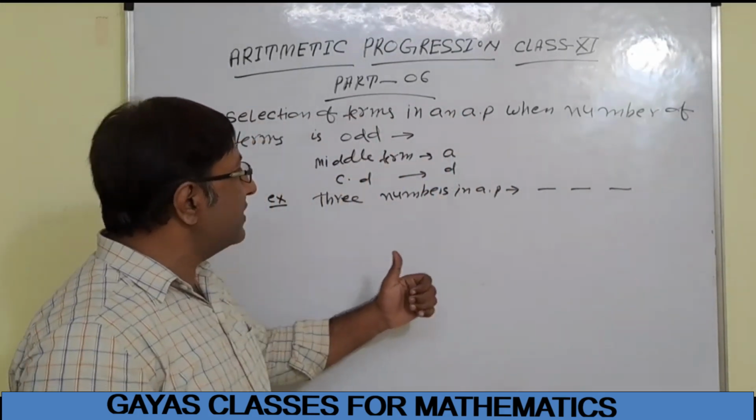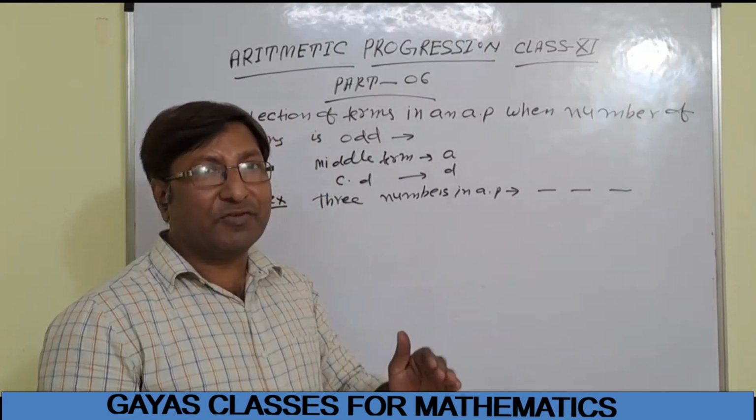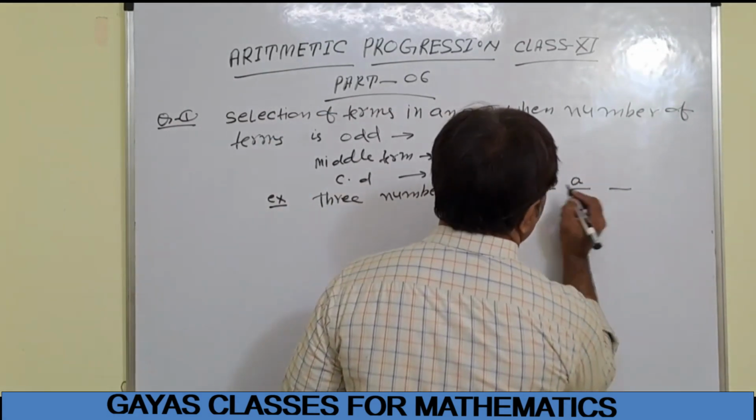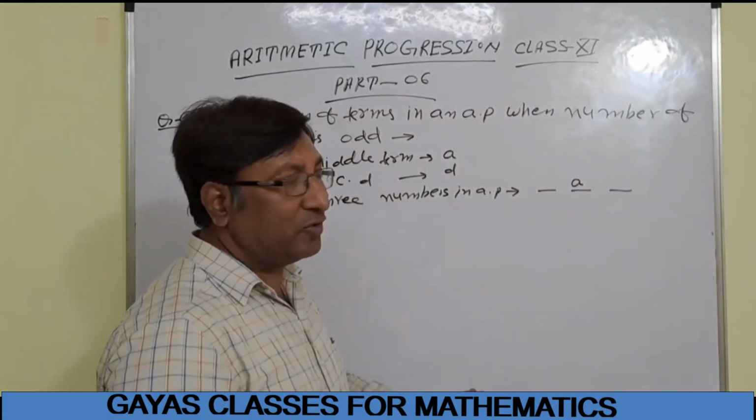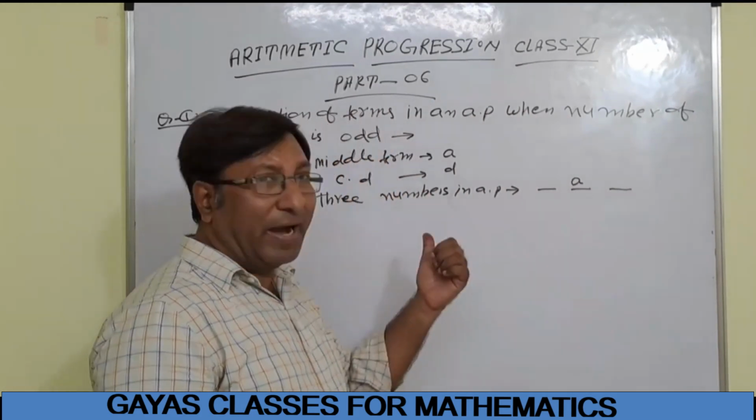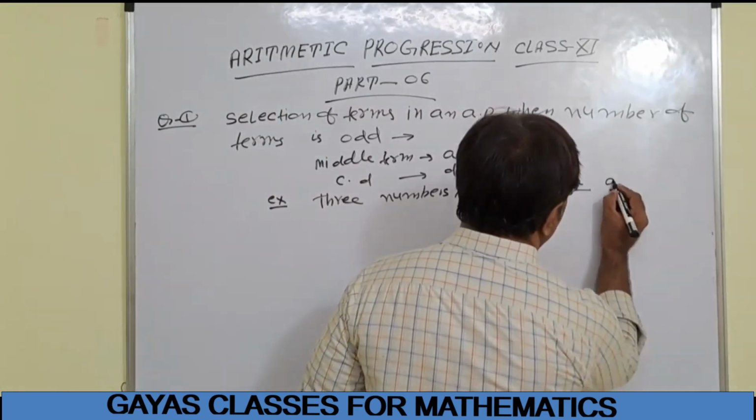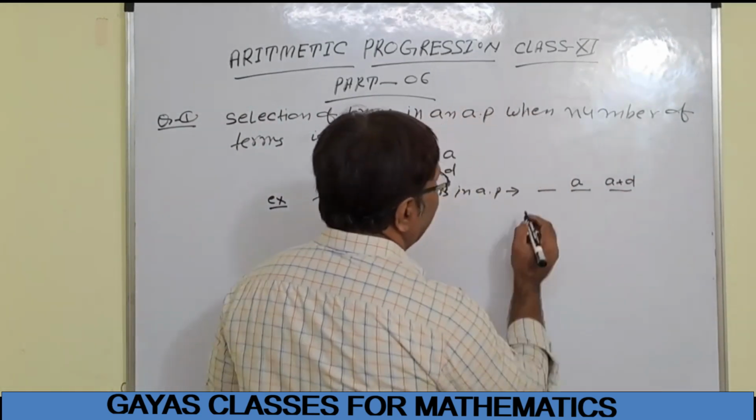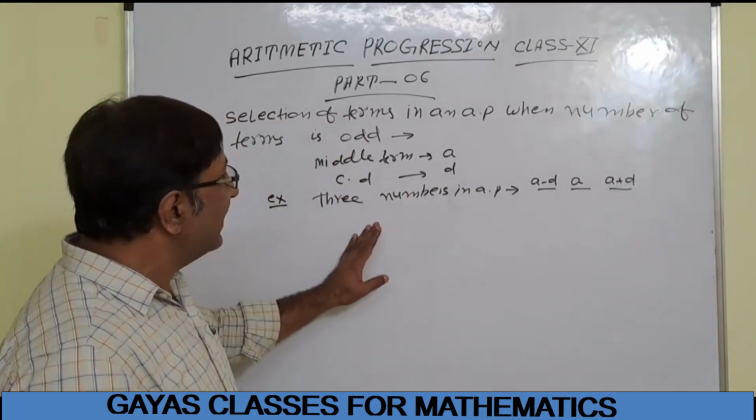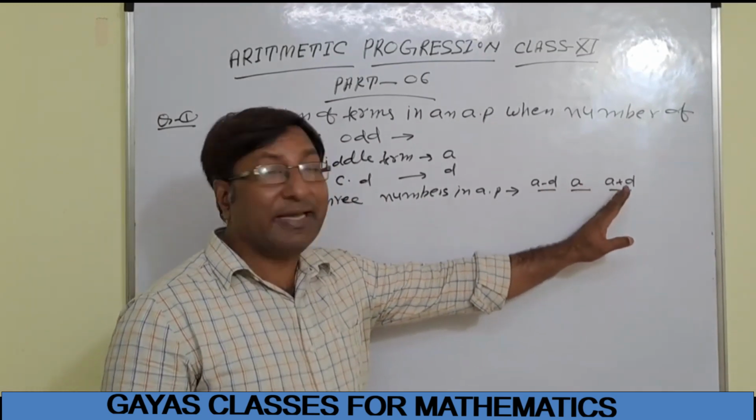Always remember the middle term will be A, and the common difference will be D. Here the middle term is this, so this is A. Now when we are going forward we will add, when we are going back we will subtract. So the next term will be A plus D, and this term will be A minus D. In this way we can easily find the 3 terms: A minus D, A and A plus D.